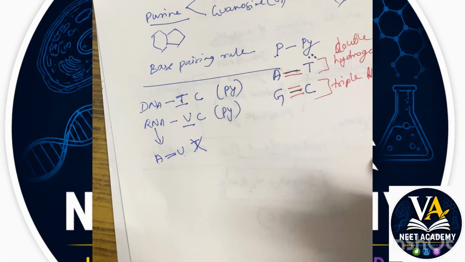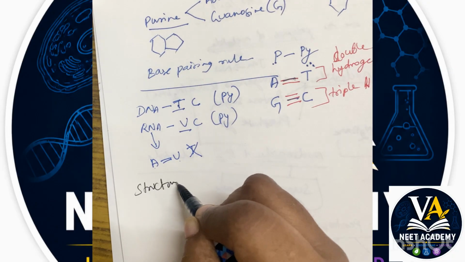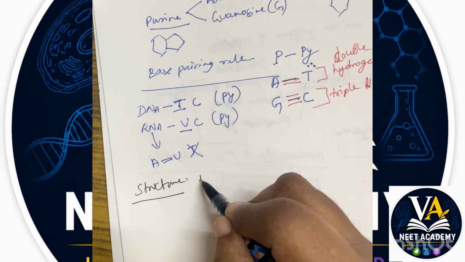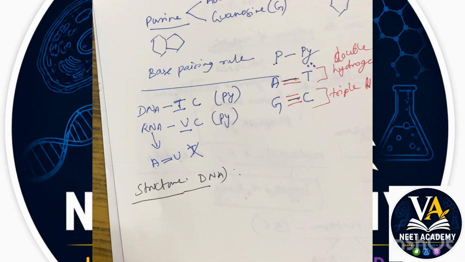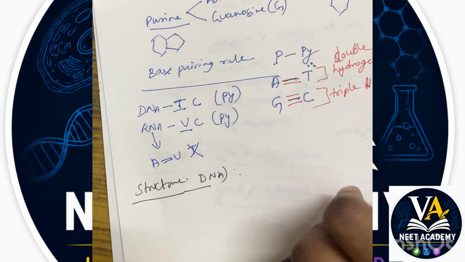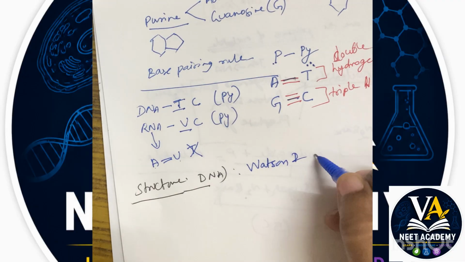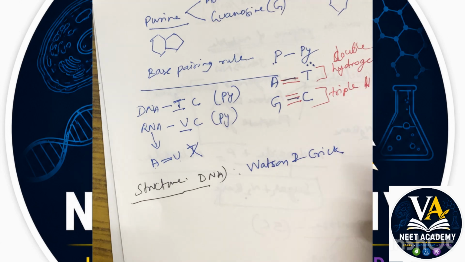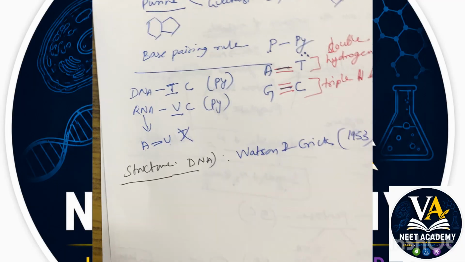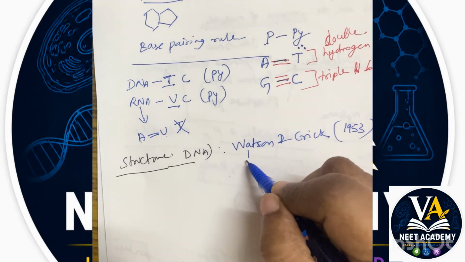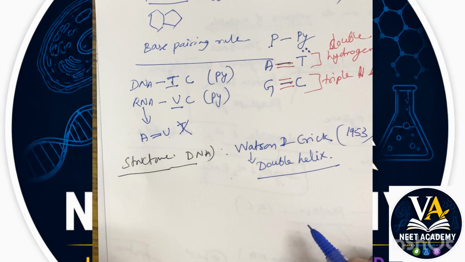Now we will go into the final topic, which is the structure of DNA. First, we will understand the structure of DNA. The structure of DNA was first proposed by Watson and Crick, very famous scientists, in the year 1953. They proposed a double helix structure.